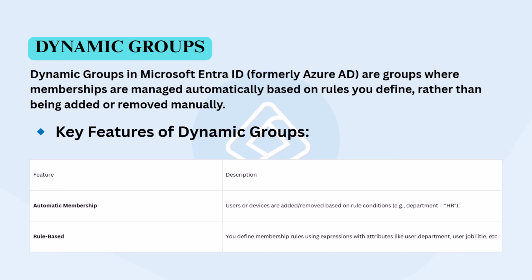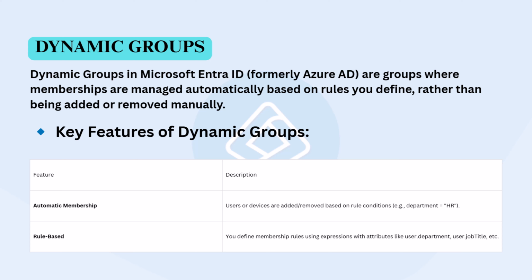So what are dynamic groups? Dynamic groups in Microsoft Entra ID, which was earlier known as Azure Active Directory. Do not get confused by the names Azure Active Directory and Microsoft Entra ID. That is a new naming convention that Microsoft has given to Azure Active Directory with some additional features. So, dynamic groups in Microsoft Entra ID are groups where memberships are managed automatically based on rules you define rather than being added or removed manually.